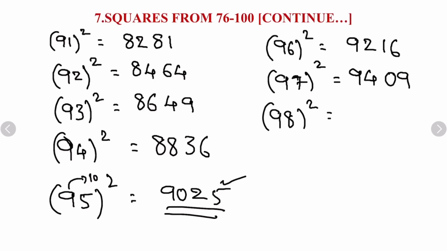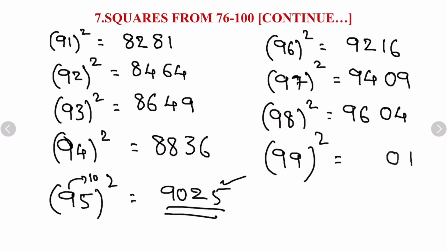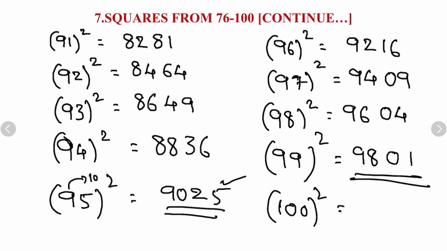98 square. How much less than 100? 2. 2 square, 04, you have to keep. 98 minus 2, 96. 99 square. How much less than 100? 1. 1 square, 01. 99 minus 1, 98. So 100 square, keep 100, 2 zeros.